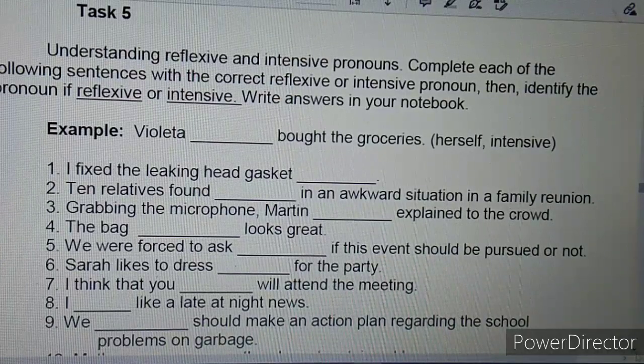Now let's move on to number 6. Sarah likes to dress blank for the party. Using the subject Sarah, what do you think is the correct answer? The correct answer is herself. Yes, and it is an example of reflexive. Again, the correct answer for number 6 is herself, comma, reflexive.